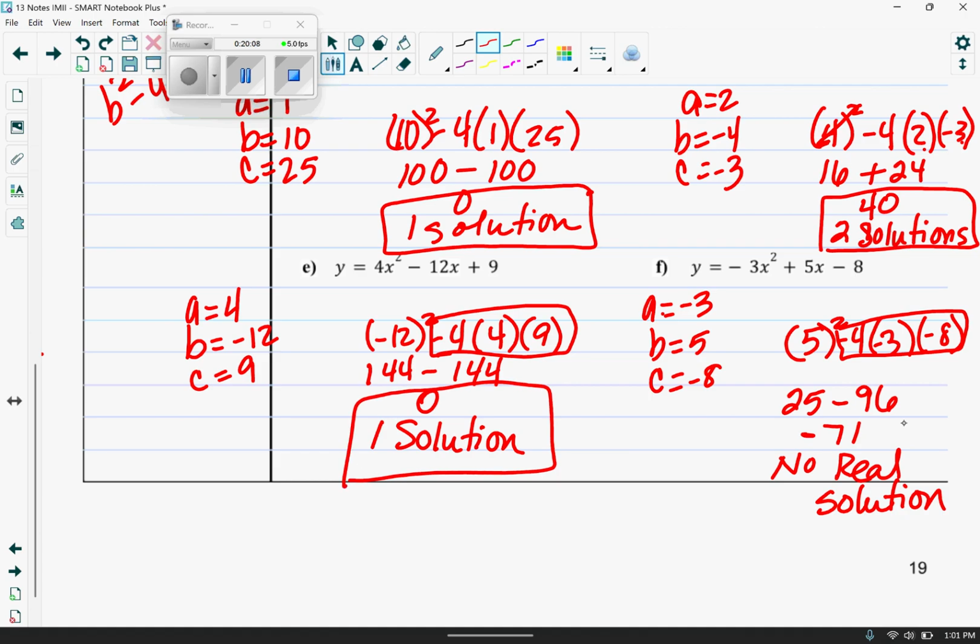I'd like to box your answers as well, please. And that's all there is to the quadratic formula and the discriminant.